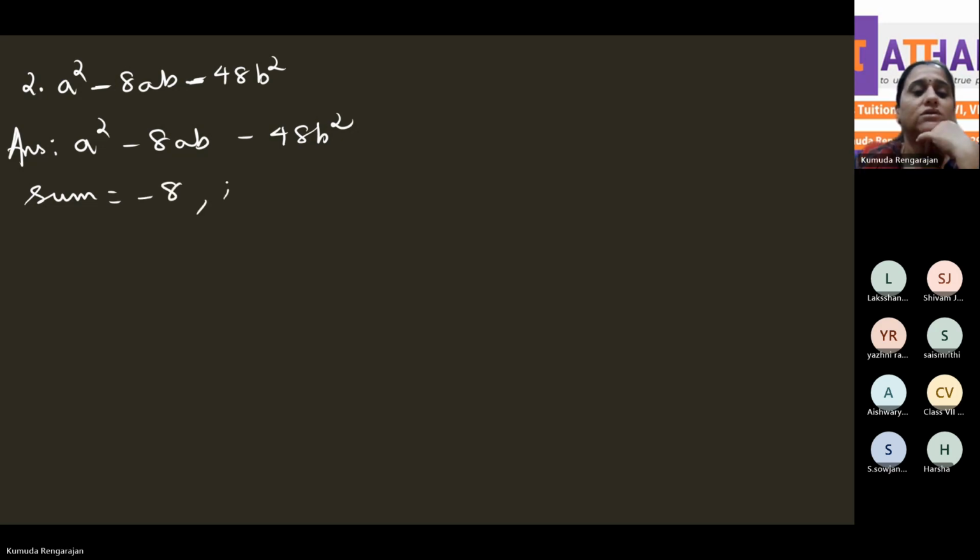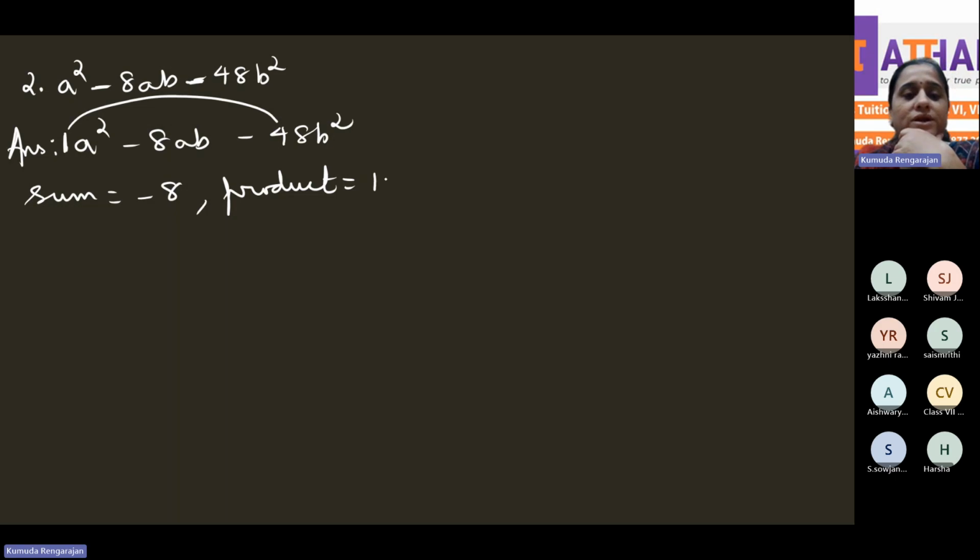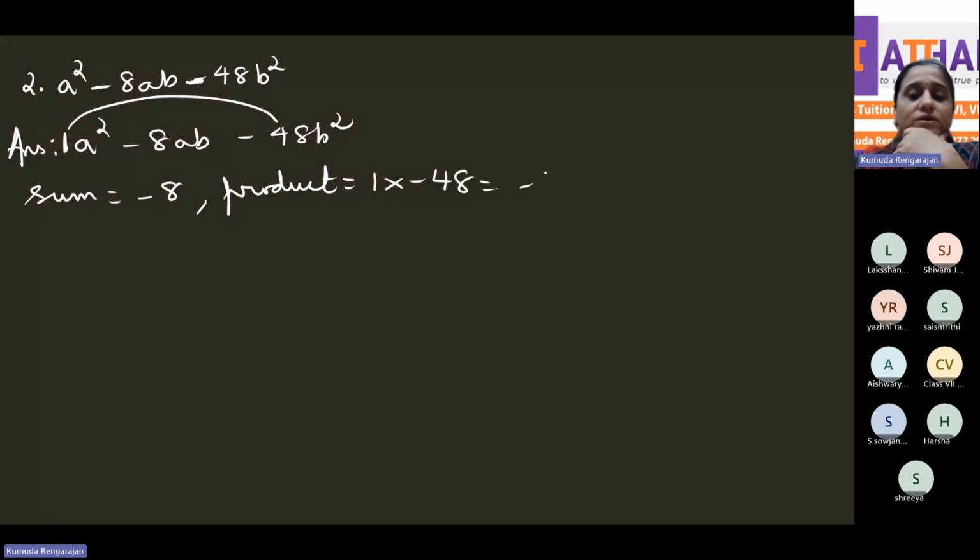Minus 8. Tell me the product. The product will be 1 into minus 48, which is minus 48. It's always like that. This one will be the sum, minus 8. And the product will be this into this. That is 1. If there's nothing, it is 1. 1 into minus 48, which is minus 48.